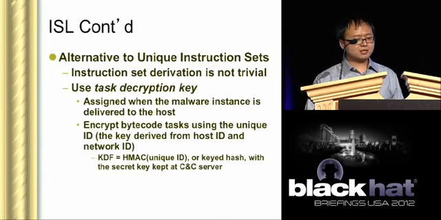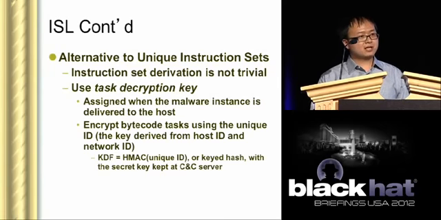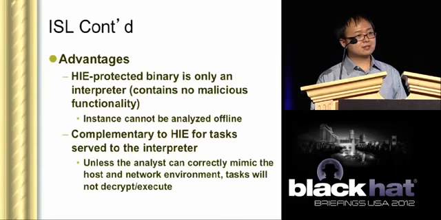The second advantage is the malicious functionality is encoded in an ISA that is bound to that particular host. So even if you can crack HIE's protection, connect to the CNC server and retrieve the task, if your network ID or host ID differs from the infection environment, you won't be able to interpret that task correctly. So you won't be able to know what task this malware is going to perform.